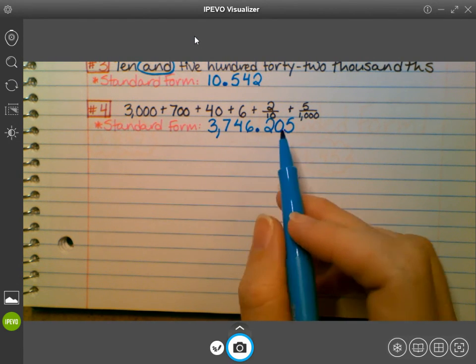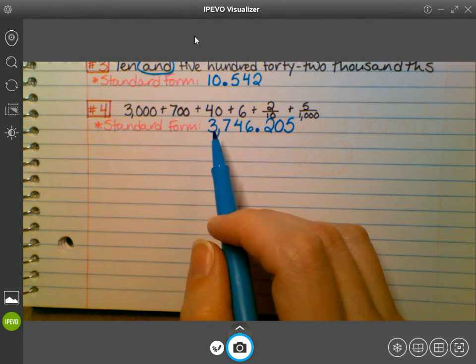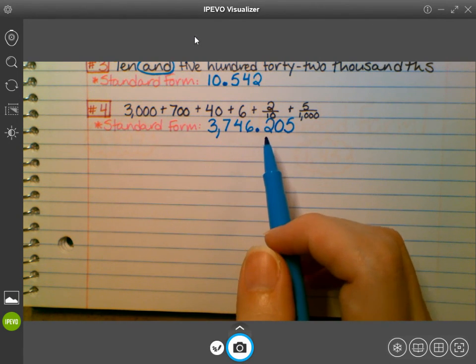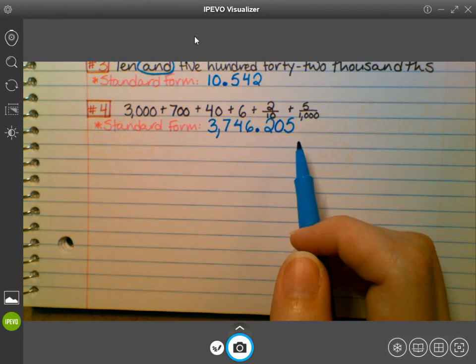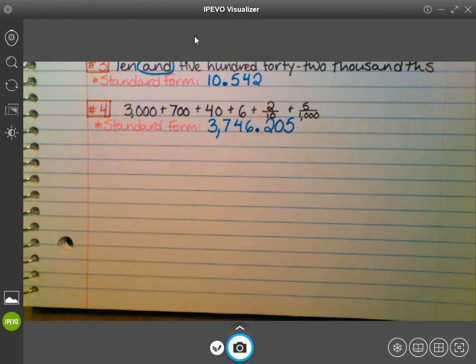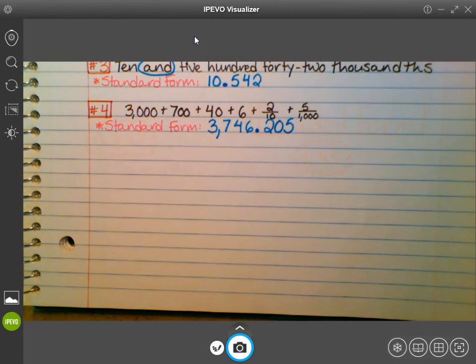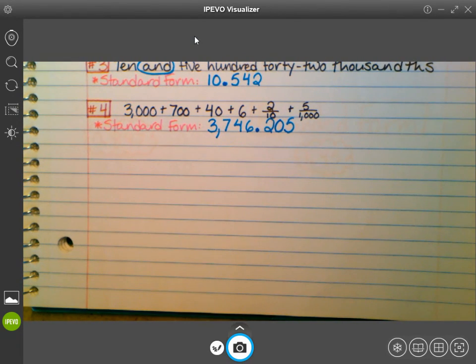And then my 5. Is my 5 in the thousandths place, 5th grade? Yes. So then if I say this all together, it would be 3,746 and 205 thousandths. How many of you do those fractions make a little more sense now when you're trying to place the digits in the places? How many does it make a little more sense?